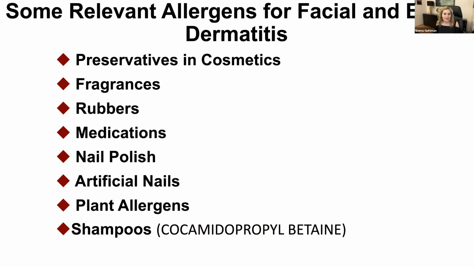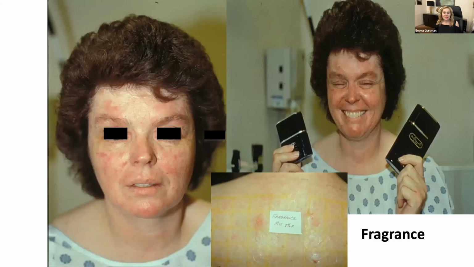What are some of the relevant allergens for facial and for eyelid dermatitis? Preservatives in cosmetics, fragrances, rubbers, medications, nail polish, artificial nails, plant allergens, and shampoos. And I'll show you just some of them because I don't have so much time. This lady was exposed to fragrance that was actually in her husband's aftershave, and look at her face. She had a rash on her face due to exposure, not her own exposure, her husband's aftershave.